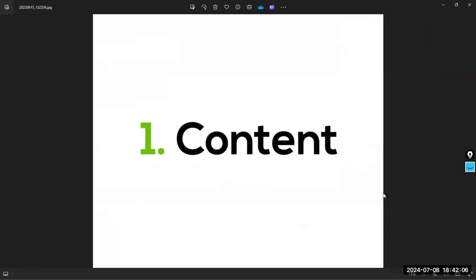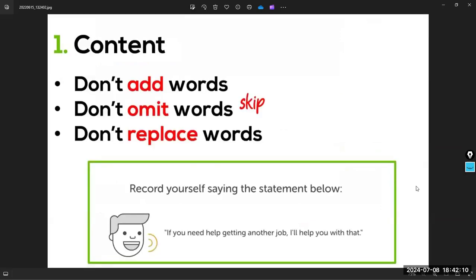Now, what about the content? What do I mean by content? Please, while saying the sentence loudly, do not add extra words. You have to say the exact words that are going to be shown next to you.